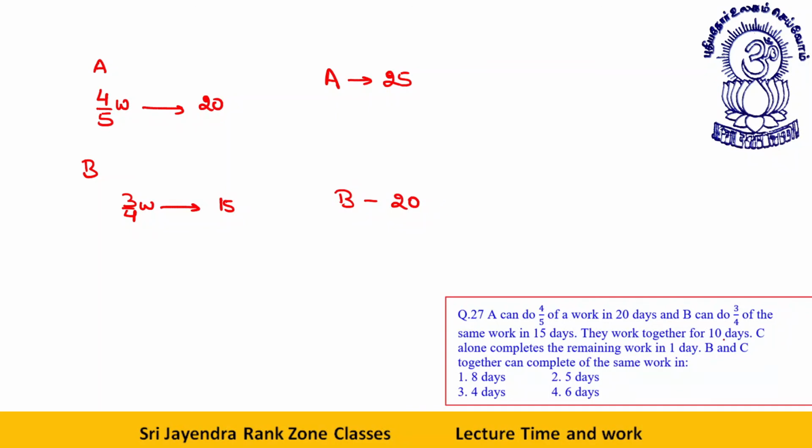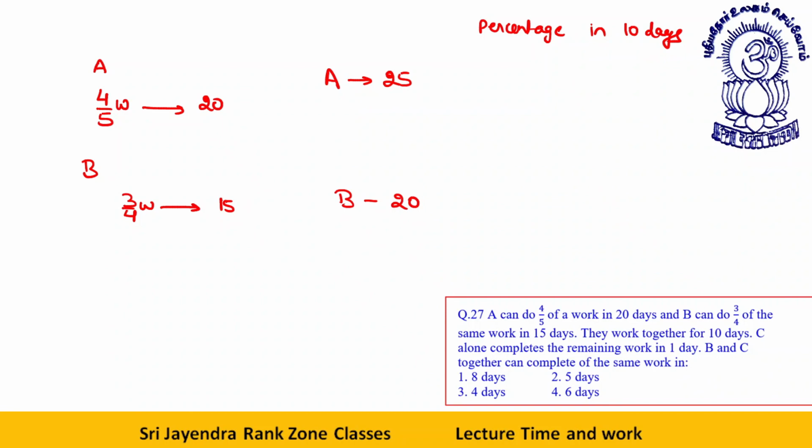They work together for 10 days. C alone completes the remaining work in 1 day. B and C together can complete the same work in how many days? First of all, in 10 days, how much portion will be done? Let's talk in percentage. This will become very easy by percentage. Percentage of work in 10 days.